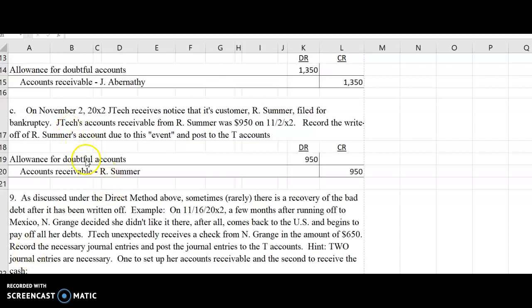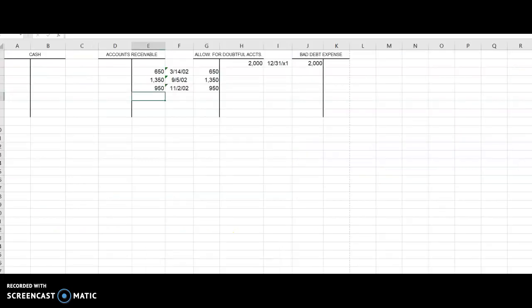The journal entry is debit allowance for doubtful accounts, credit accounts receivable, R. Summer, for $950. And the posting to the T accounts looks like this. November 2nd, 20X2. Debit allowance for doubtful accounts, $950. Credit accounts receivable, $950.